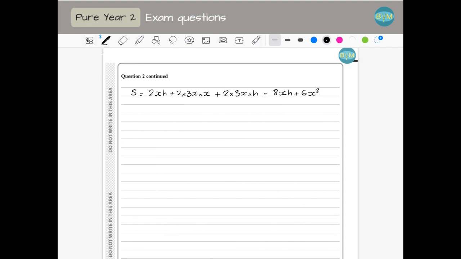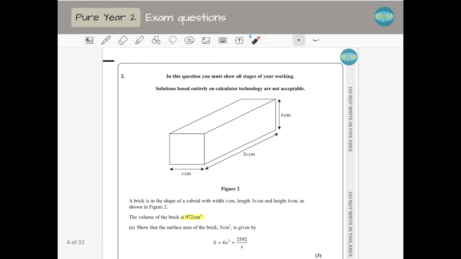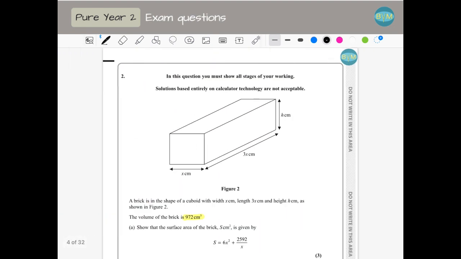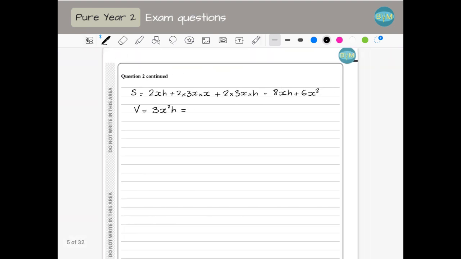And now I'm going to eliminate h using the volume. The volume is the product of the three dimensions, so x times 3x times h, which is 3x squared h, and this is equal to 972. Which means that h, the one that I want to eliminate, is 972 divided by 3x squared. 972 divided by 3 is 324, divided by x squared.